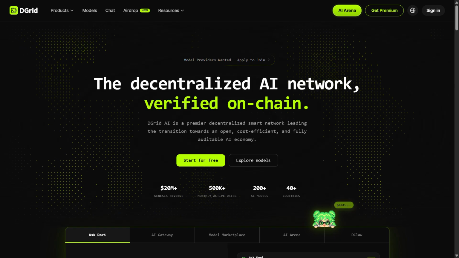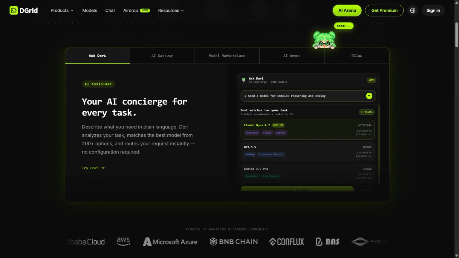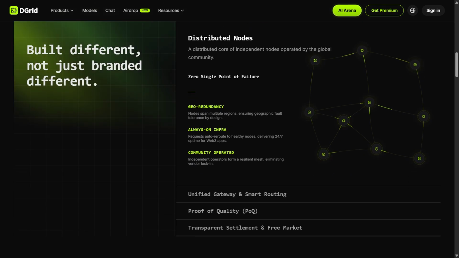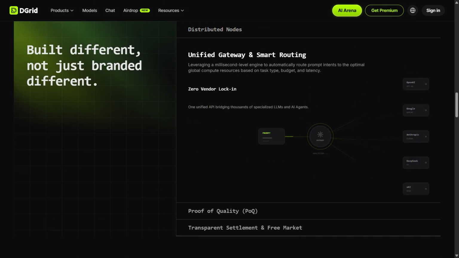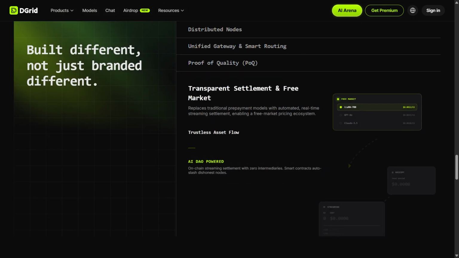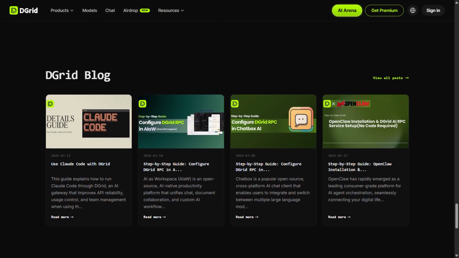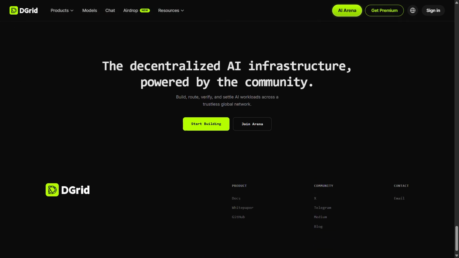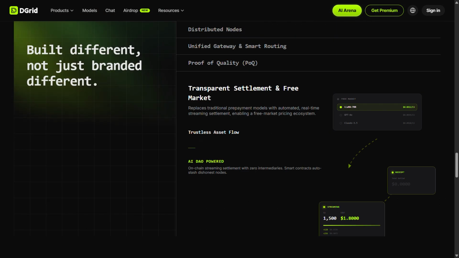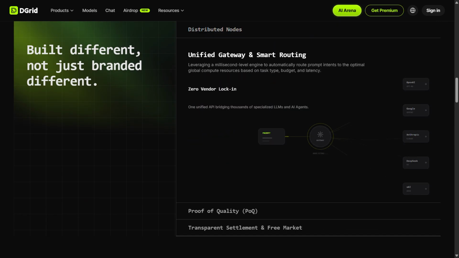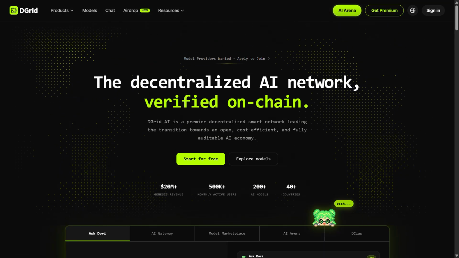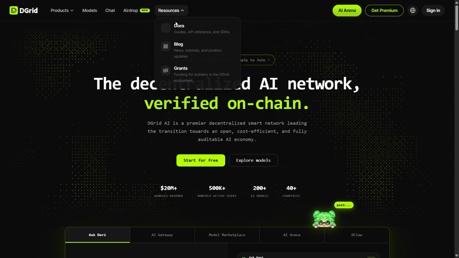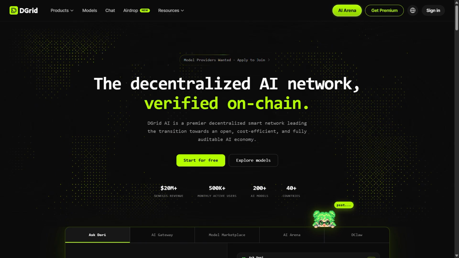According to the white paper, DGrid AI is an AI infrastructure project that connects demand for model inference with model providers and distributed node operators through a unified gateway, marketplace, and blockchain-based coordination layer. The project is designed to let developers access multiple AI models through a common interface while allowing providers to publish services and receive usage-based payments.